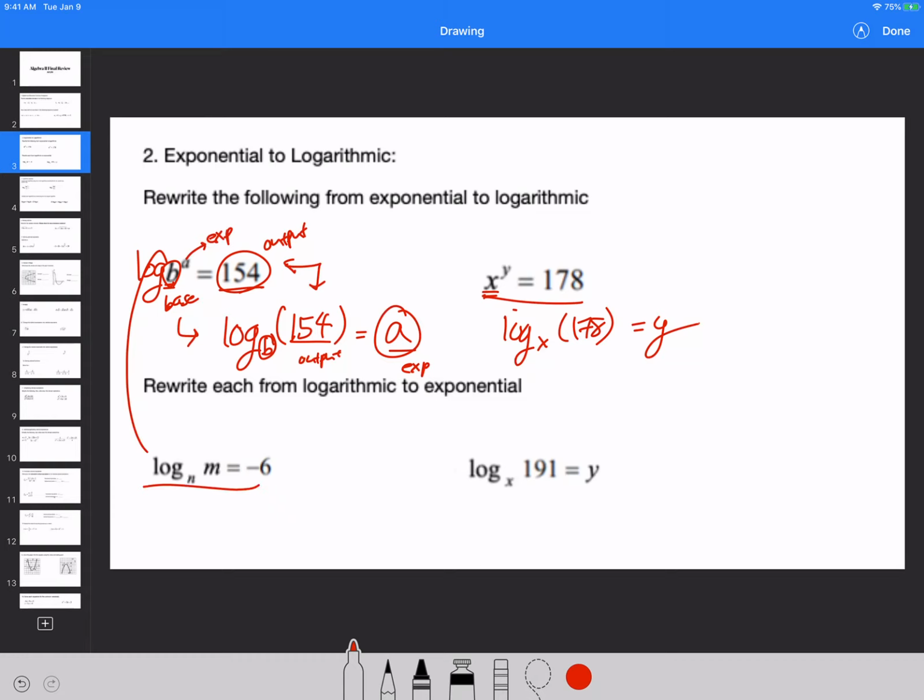Same thing happens here when we're going backwards. It's the base raised to that power that gives you the output, which is m. X raised to the power of y gives you 191. That should be it.